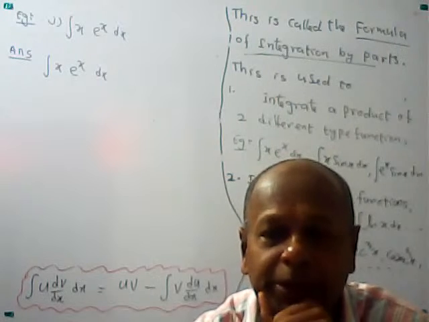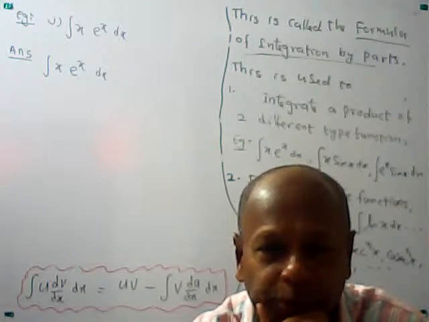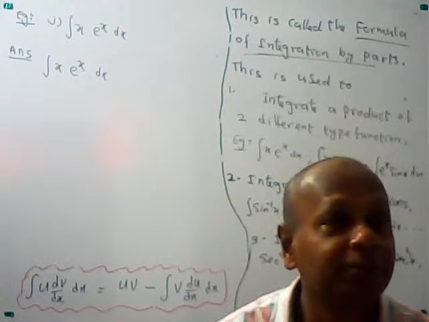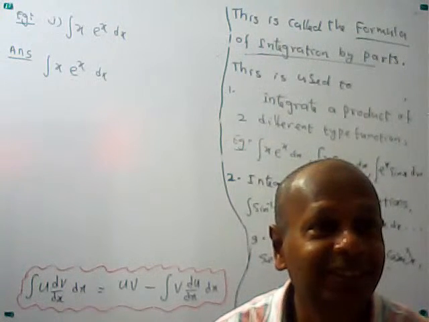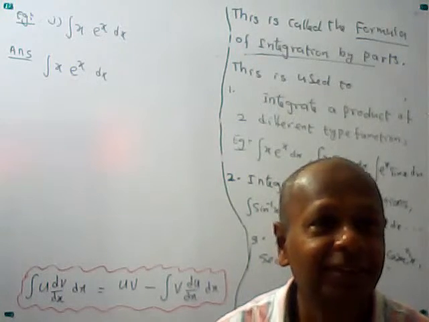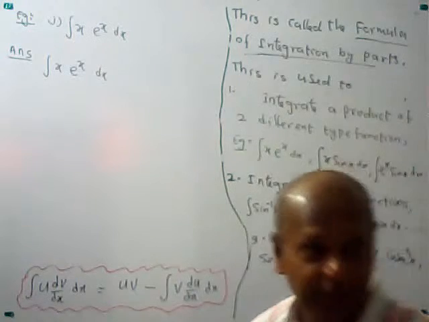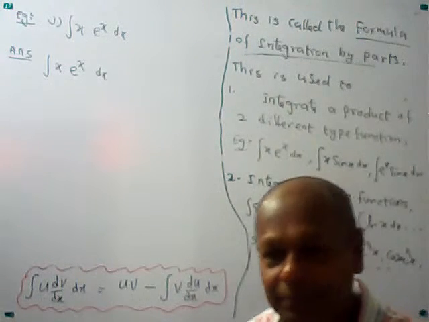What do you like to take as u? What do you like to take as dv by dx? First is u, next is dv by dx. u is x. Right?